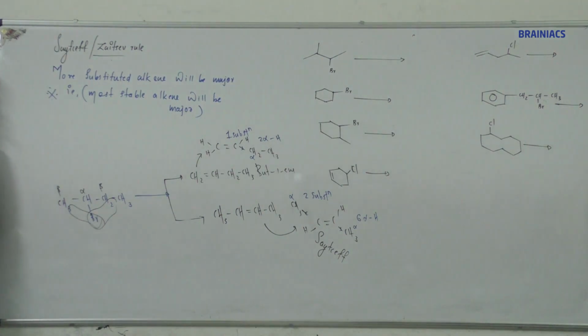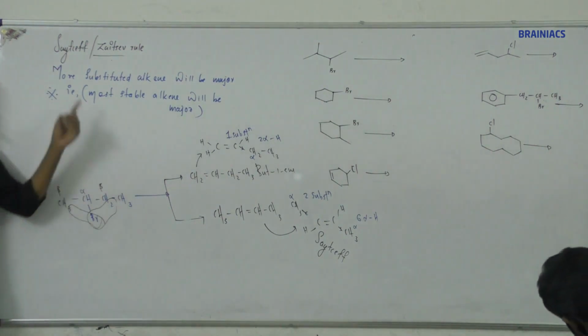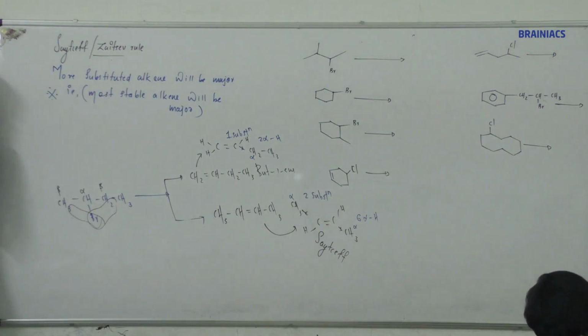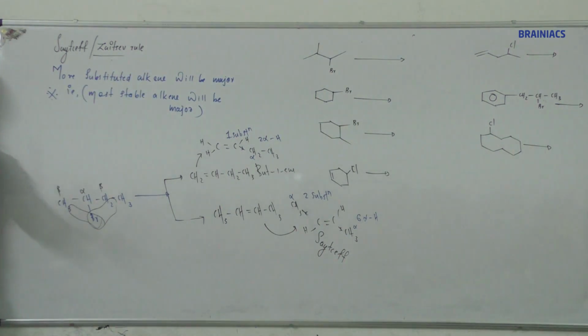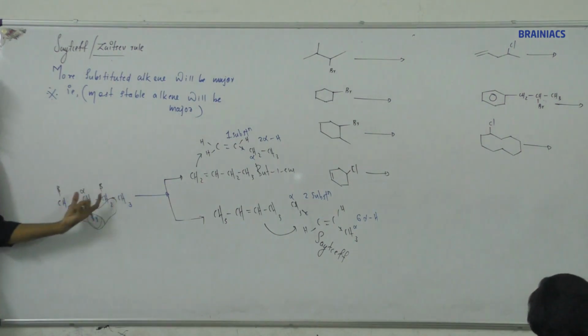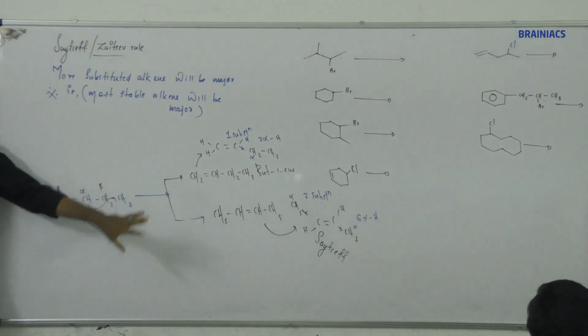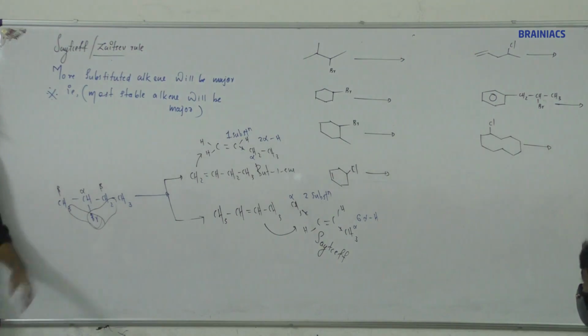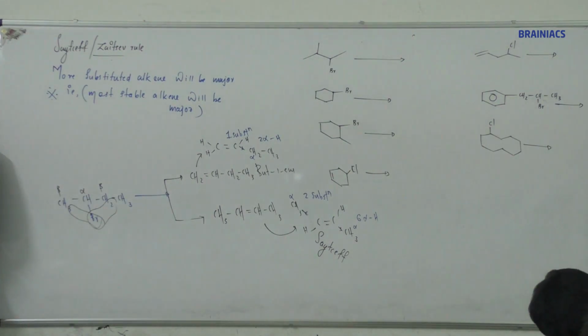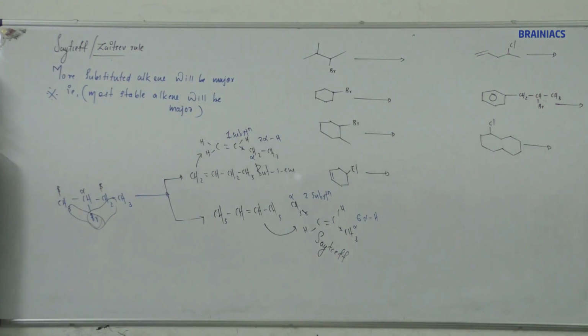Okay, you can write Saytzeff's rule. Saytzeff's rule is used if we have two different beta hydrogens, which means two different alkenes can form. So choose the more substituted alkene, which will be the major. The meaning of more substituted alkene is actually the more stable alkene.